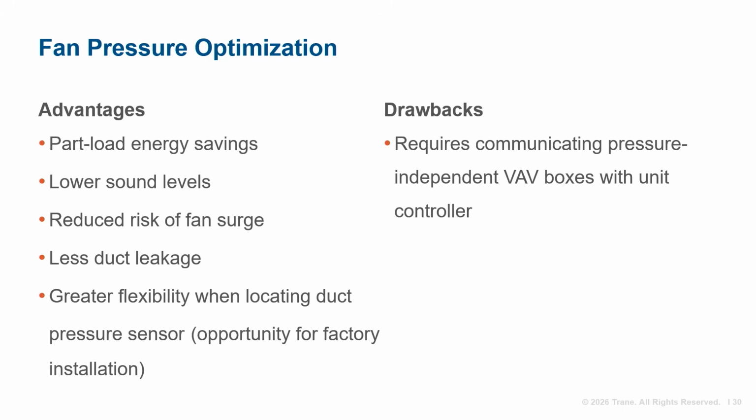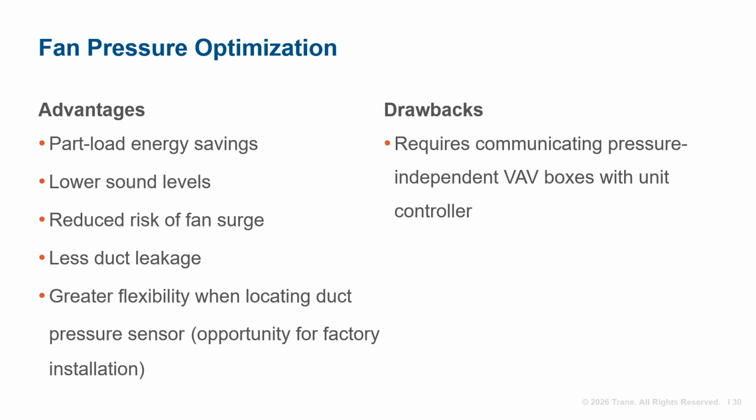Second, because the supply fan doesn't need to generate as much pressure, it typically generates less noise. And with lower pressures in the ductwork, the damper in the VAV boxes will be more open, resulting in less noise generated at the boxes. A third benefit is the reduced risk of fan surge. By allowing the fan to operate at lower pressures when delivering reduced airflows, the fan operating point is kept further away from the surge region.